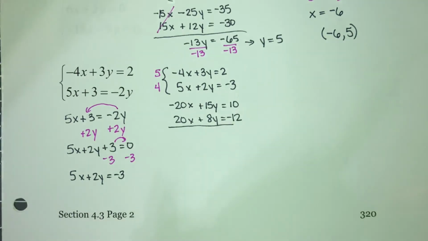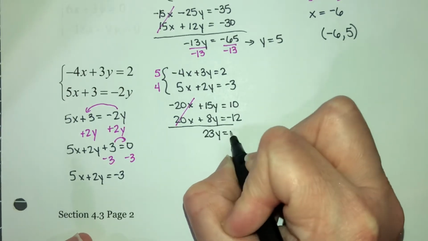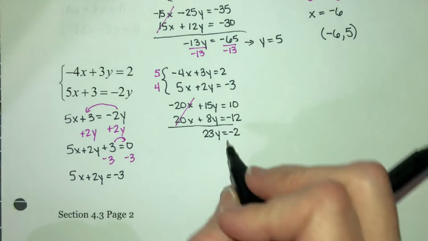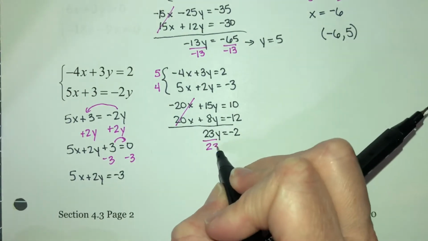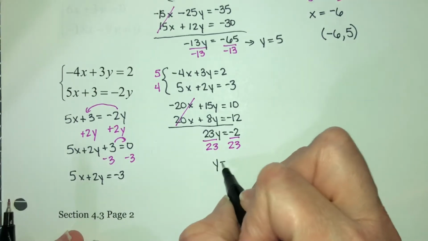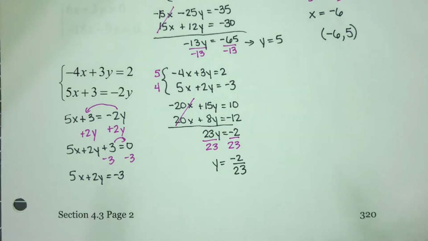Add these together, the x's go away. I get 23y is equal to negative 2. This looks ugly, but sometimes answers are ugly. I need to divide both sides by 23. And your y value is negative 2 over 23. I told you at the beginning of class, the first day, you're not going to be avoiding fractions, and here they are. We've got to deal with this.